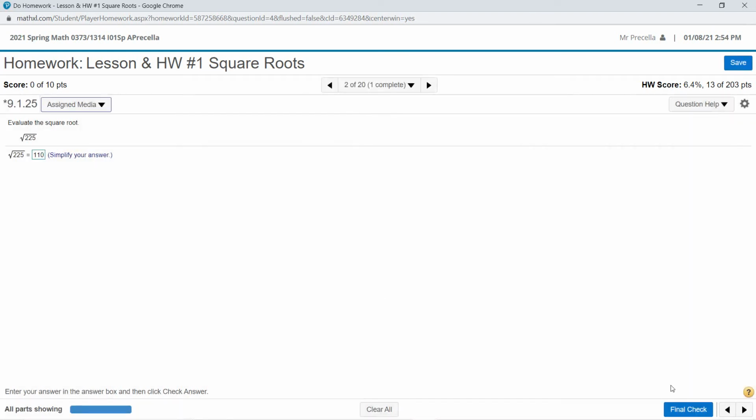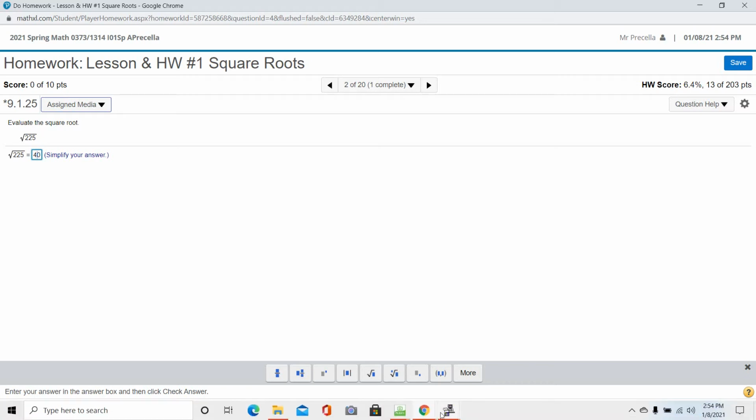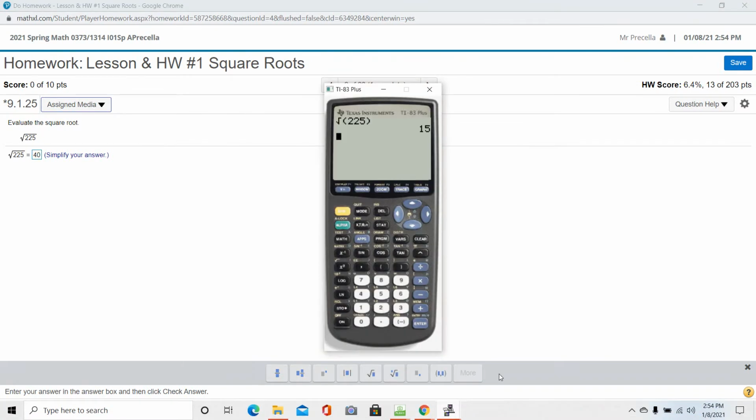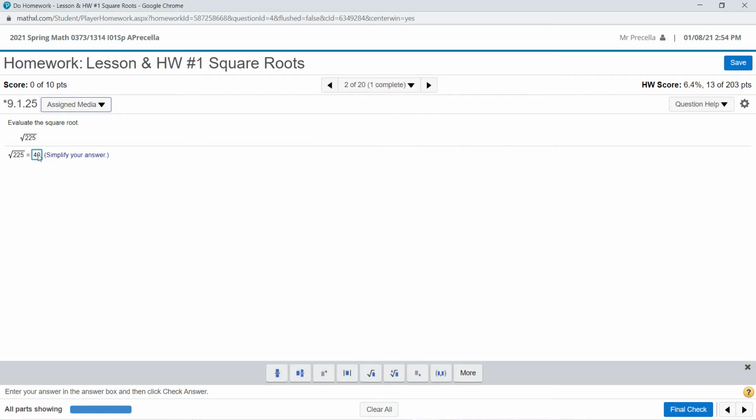At this point, this is my last chance. Down here it says final check. If I get it wrong, it's going to give me an X. Let me just say I put 40. Again, that's wrong. We know the square root of 225 is 15. How do we know it? We punch it in our calculator. 15 times 15 is 225. But I'm just trying to illustrate what to do if you're getting these answers wrong.